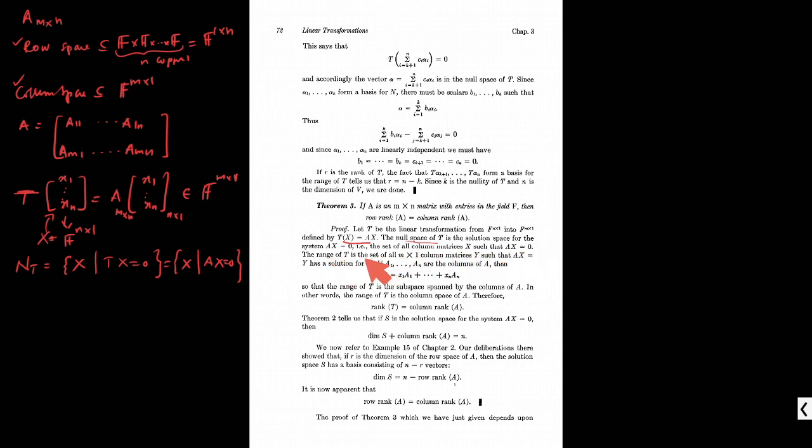The range of T, in the other way, is the set of all m by 1 column matrices y such that Ax equal to y. So when you consider the range R(T), that is the set of all y such that y is equal to some Tx, that is the set of all y such that y is equal to Ax. So this range can be written as the set of all Ax, such that x belongs to F^(n by 1). So this is the range, this is Ax.